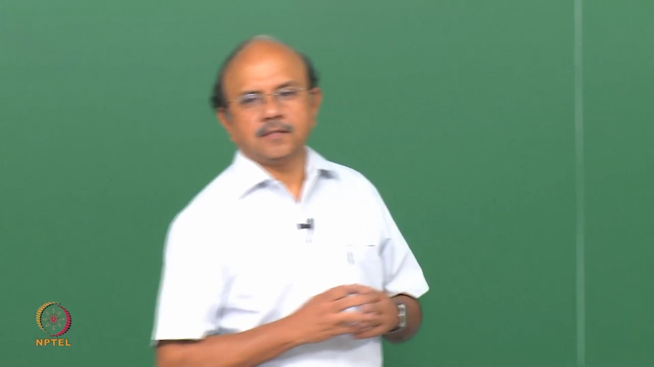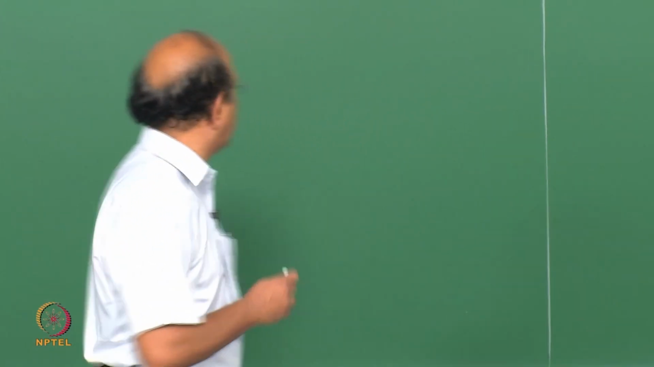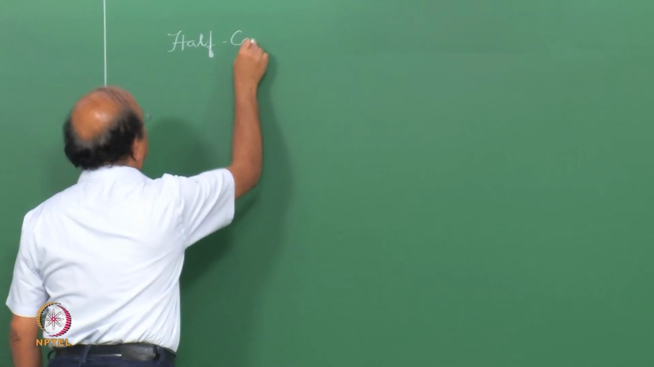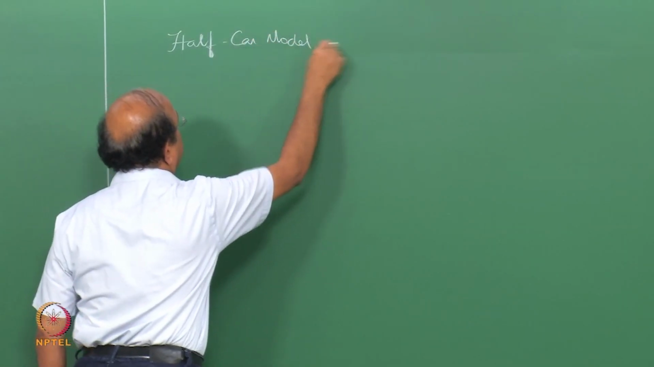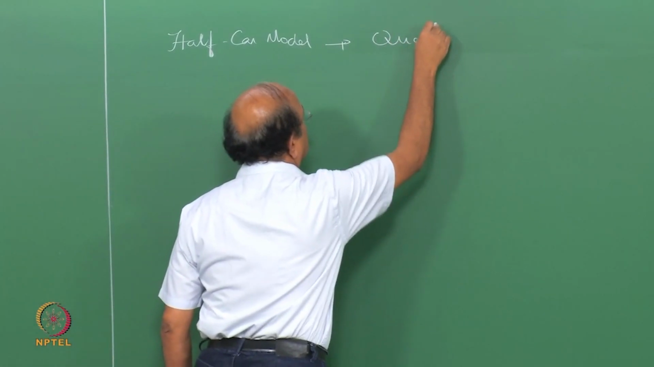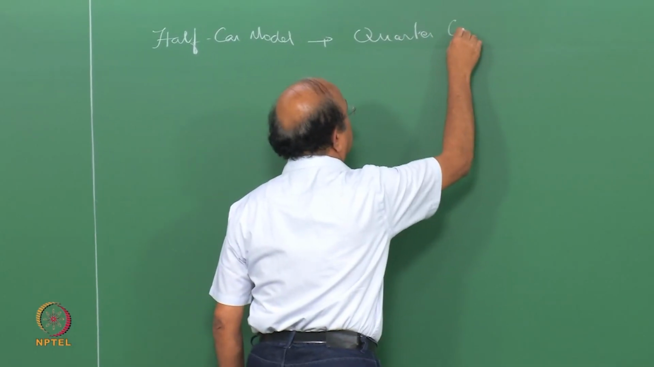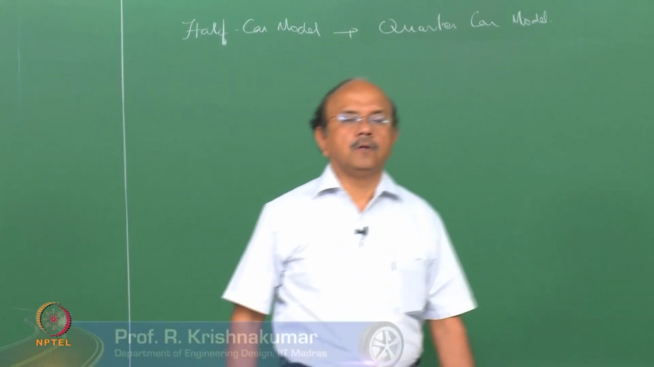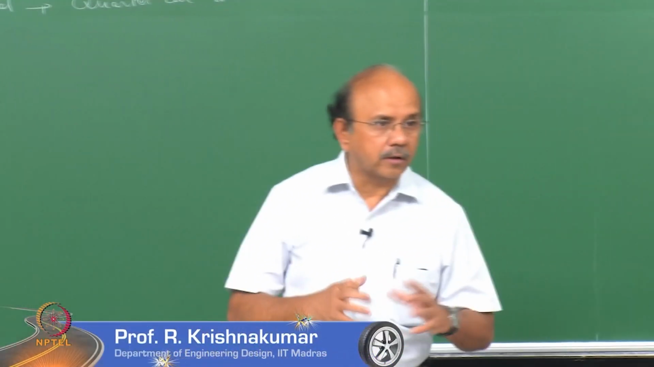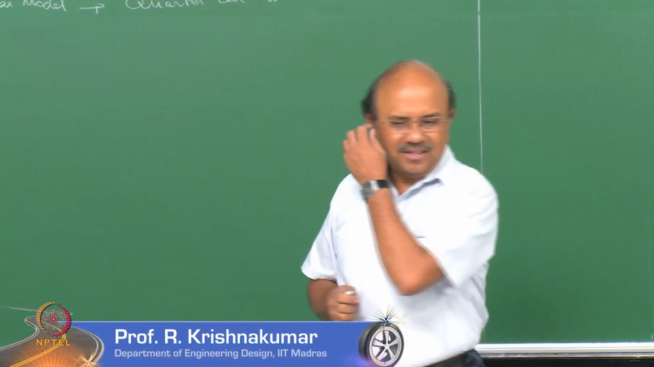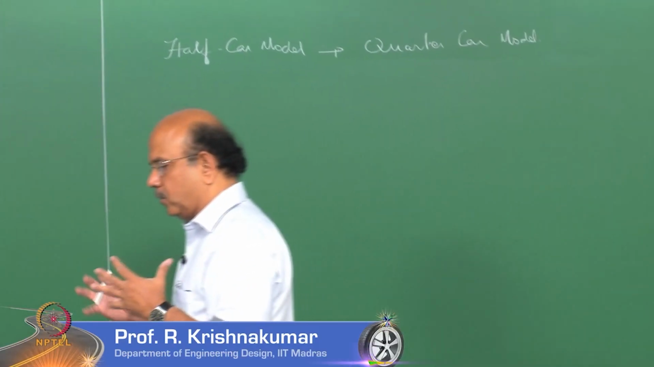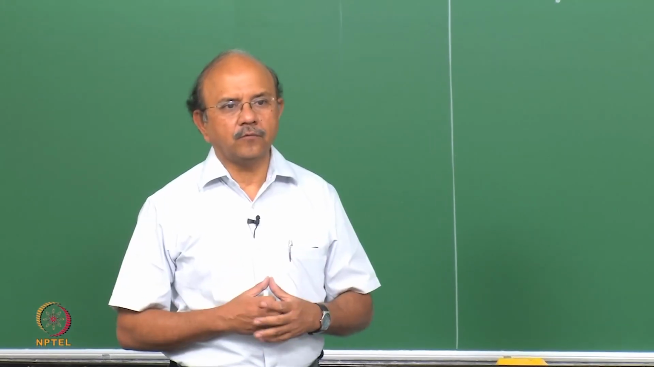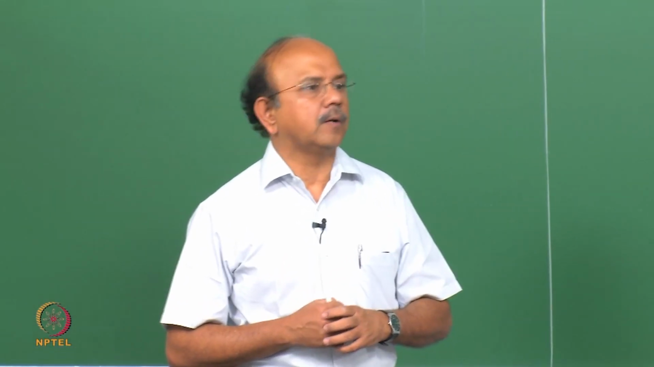In the last class, we were looking at what is called the half-car model. And then we reduced it to what is called the quarter-car model. Okay, we reduced this to the quarter-car model. Now, let's understand this. There have been a lot of equations on it. Let's understand what we are trying to do now with the quarter car model.